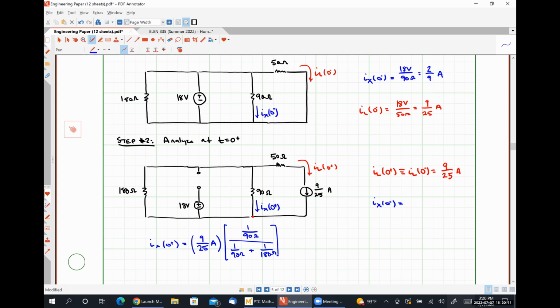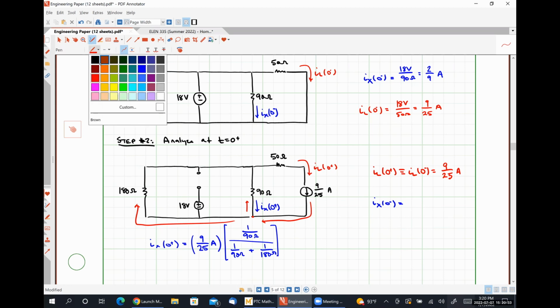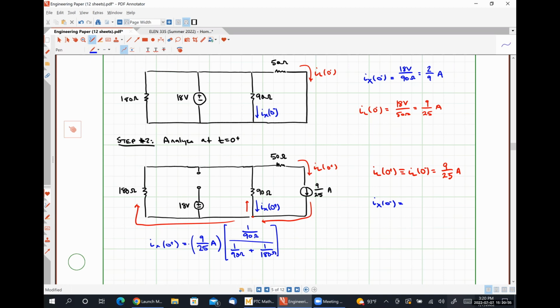Recall also, though, that, and I literally just had this drawn, I guess I shouldn't have erased it yet. The expectation here is that this current's going to hit this node, and some of it's going to split and flow up like that. The rest of it is going to split and flow up like this. The direction of Ix is opposite the direction that we expect the current to flow when it splits. So we need to make sure to include that negative sign.